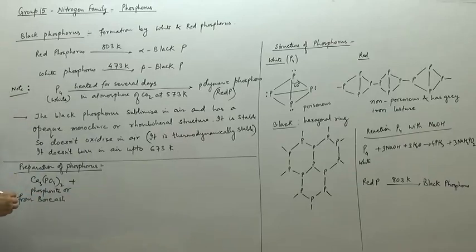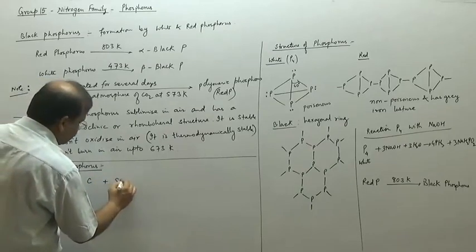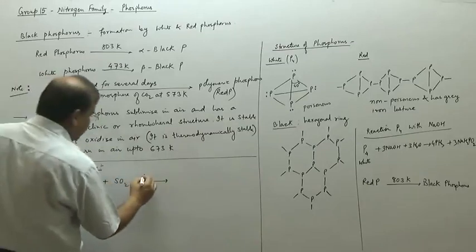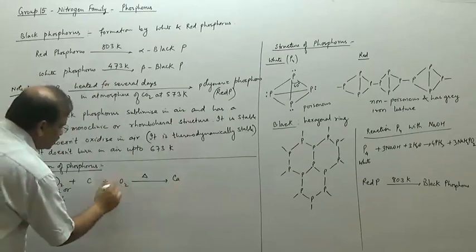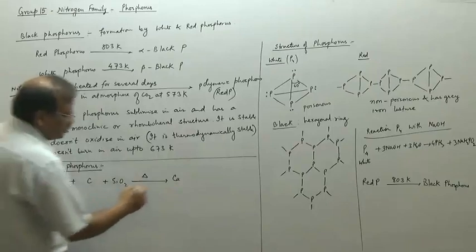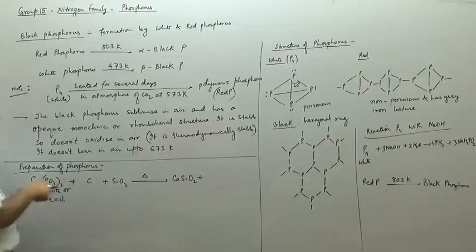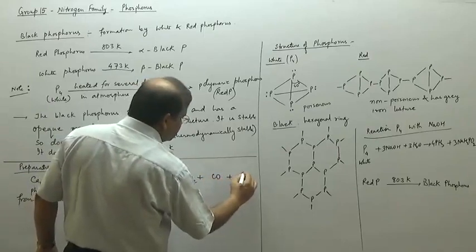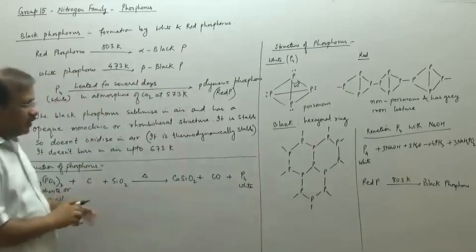Then it's treated with carbon and SiO2. So we react this with carbon plus SiO2, and it is heated. It will form calcium silicate, plus the carbon will get converted into carbon monoxide. And we get the phosphorus, which is white phosphorus. This is the preparation of white phosphorus.